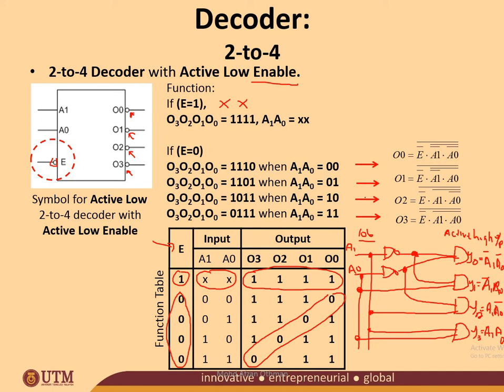It's not directly similar to this, because this one is active low output, that one is active high output, and this one has active low input, so it's not the same. Don't confuse yourself. Of course, when you want to produce active low output, you simply put a bubble at the end of this, then you have your active low output.